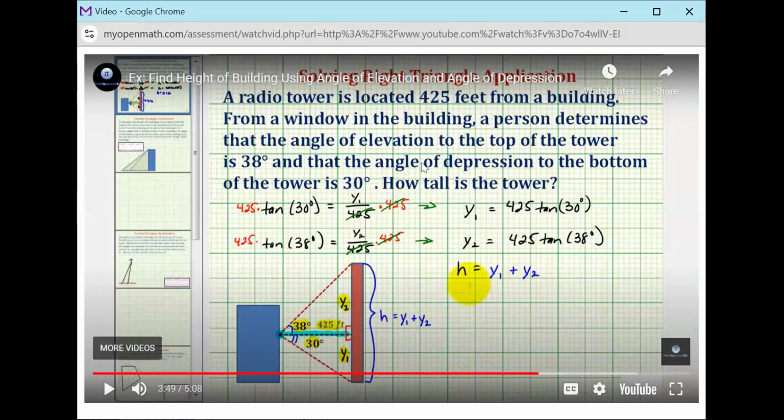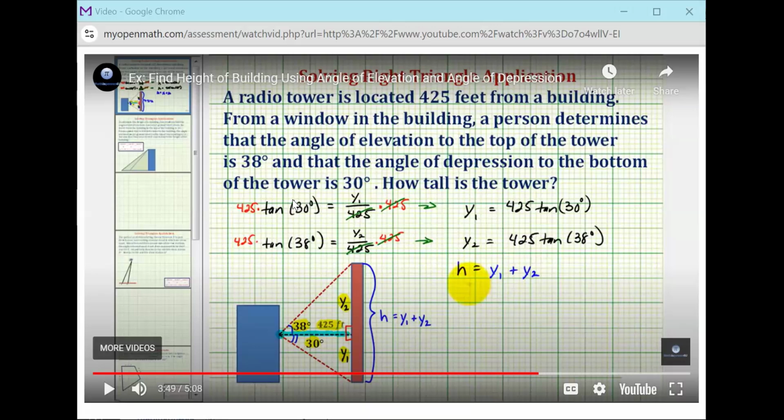This is a parallel example to what is given in our question. Our question has 250. This has 425. Radio tower is located 425 feet from the building. From a window in the building, a person determines that the angle of elevation to the top of the tower is 38 degrees, and the angle of depression to the bottom of the tower is 30 degrees. How tall is the tower?